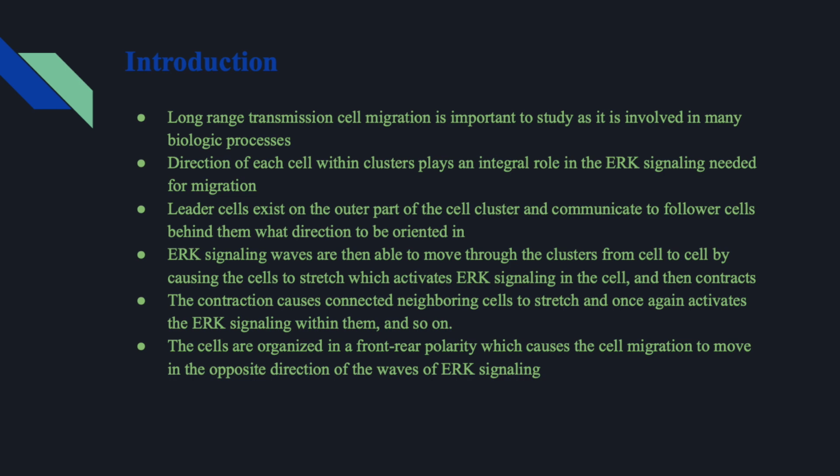The hypothesis is that this is able to occur through the stretch and contraction movement between the cells. When the cell is stretched, the ERK signaling in the cell is activated, which causes the cell to contract. This contraction motion causes connected neighboring cells to stretch, resulting in the same response. The long-range signaling domino effect through the cells is made possible by the cells being oriented in a front-rear polarity manner. This ensures that the signaling and subsequent migration occurs in one direction. The ERK signaling waves move in one direction while the migration of the cells moves in the opposite.